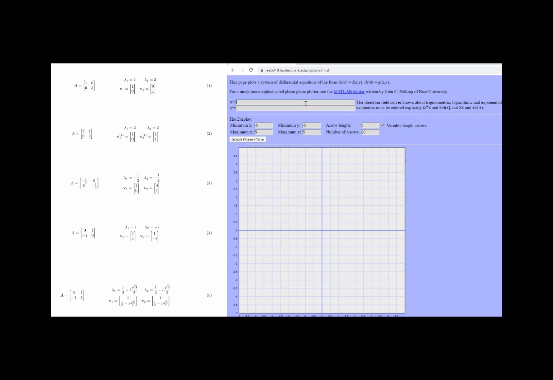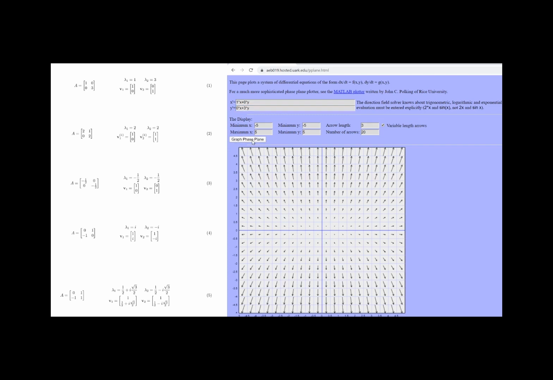That means we're going to have 1 times x plus 0 times y. I've traditionally called these things x1 and x2, but you just think of them as x and y like we normally do. And y prime is going to be 0x plus 3 times y. And you go down here and click this button, Graph Phase Plane.